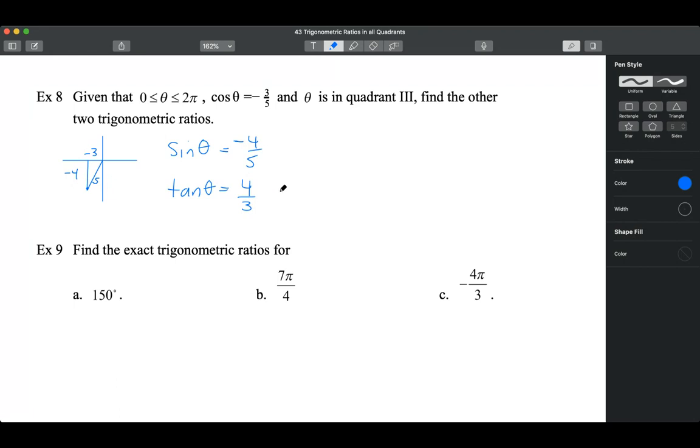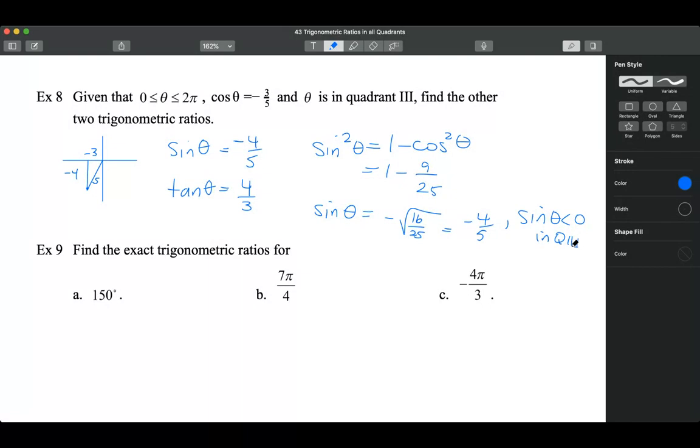We could have also used the idea that it's in quadrant 3 and our Pythagorean identity. So you could have remembered that sine squared theta is the same as 1 minus cos squared theta. So that's going to be 1 minus 9 over 25. So then sine theta would be plus or minus that. But since I know it's in quadrant 3, it's going to be negative square root of 16 over 25, which gives me my -4 over 5. And I know that because I know that sine theta is less than 0 in quadrant 3.